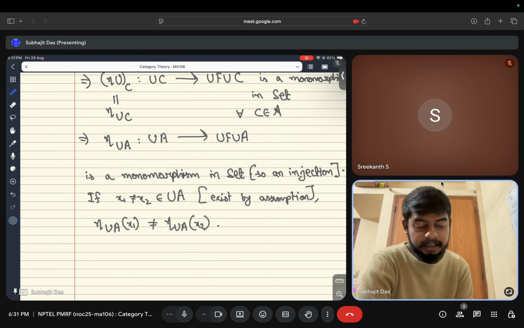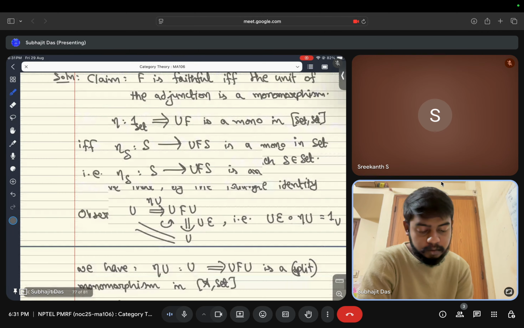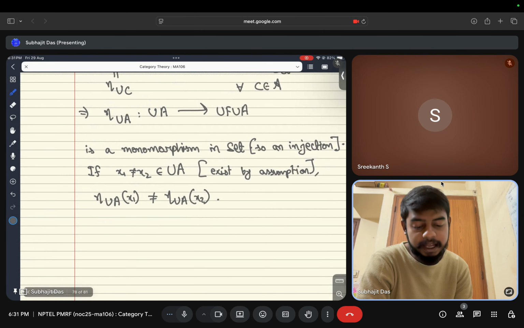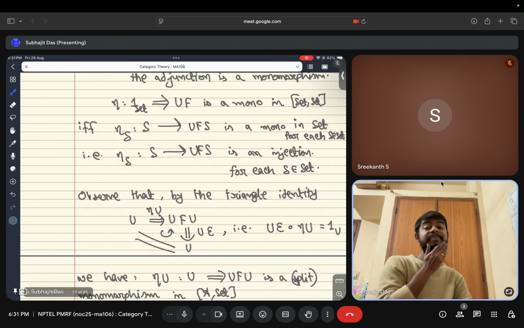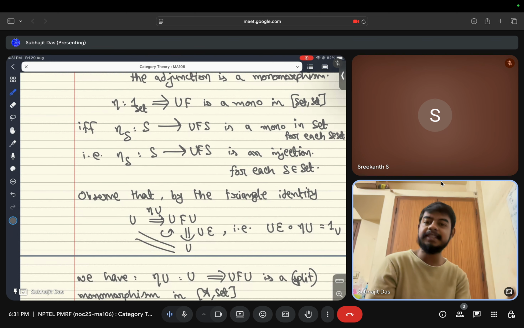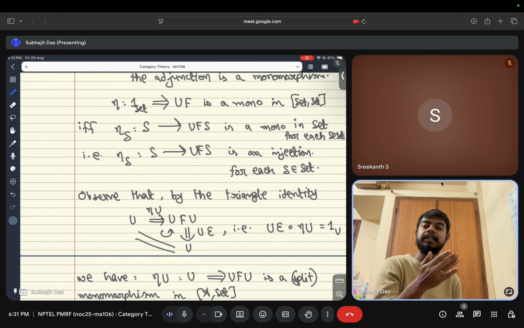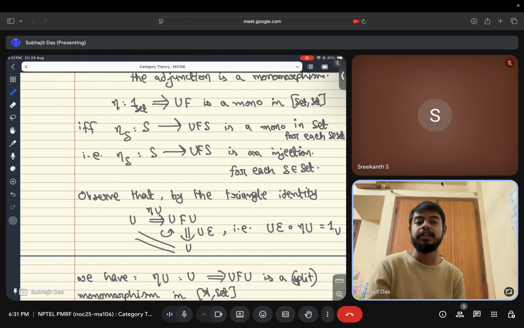Right. And now we have something about eta at UA. What we need to do is show that for every set S, eta at S from S to UFS is an injection. So look at what we have: we have something about some component of eta, and we want to deduce something about all components of eta, right? What is the thing that you can use here to relate one component to another component? That is exactly the naturality of the natural transformation.